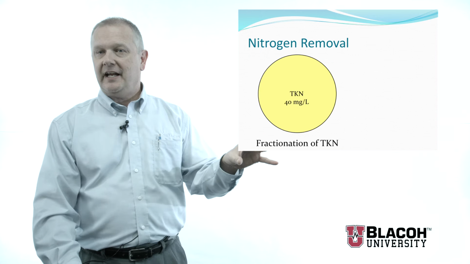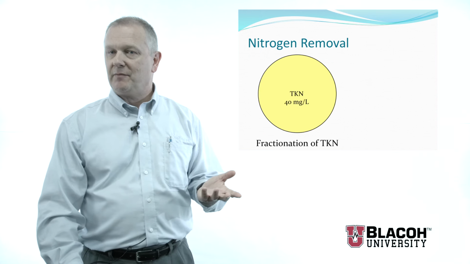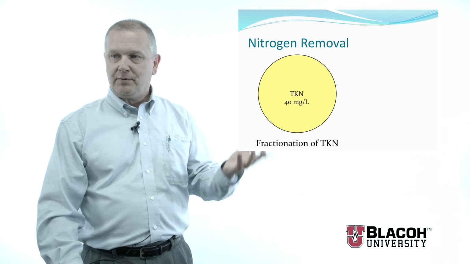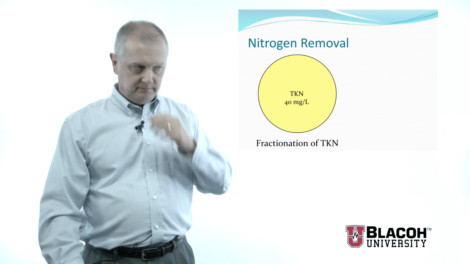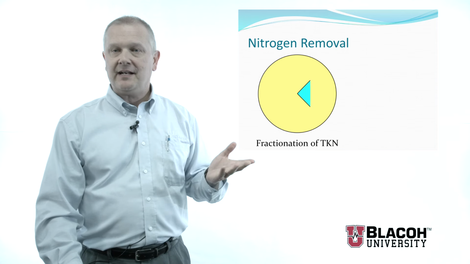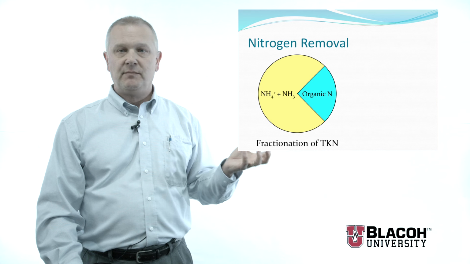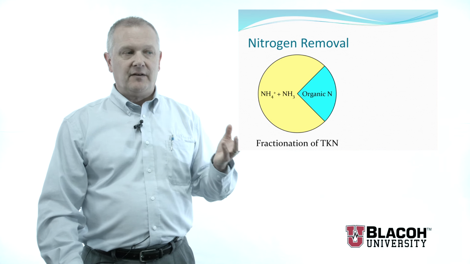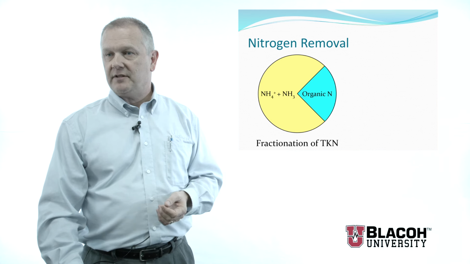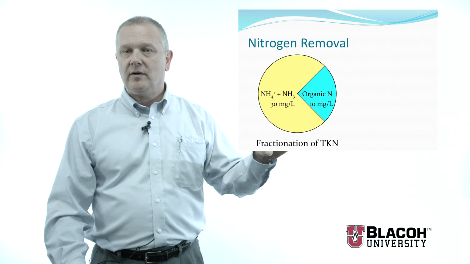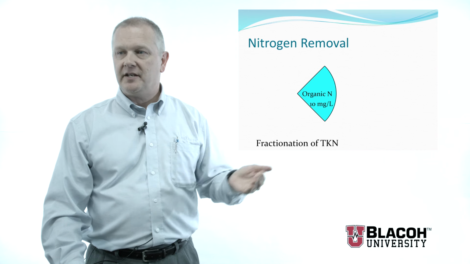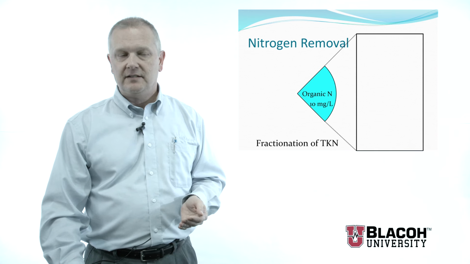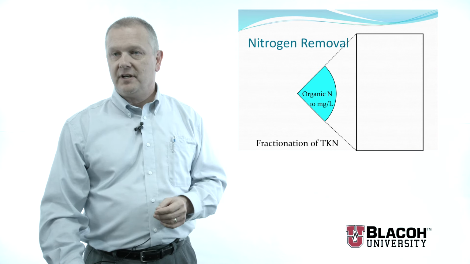Now, if we just look at the TKN, which is the part that's coming into the waste treatment plant, typical is about 40 milligrams per liter coming into the treatment plant. Of that, about 3/4 of it is ammonia, and about 1/4 of it is the organic nitrogen. Ammonia forms are pretty easy to get rid of. We can take those down to non-detectable levels quite easily. The organic nitrogen is a little more difficult.